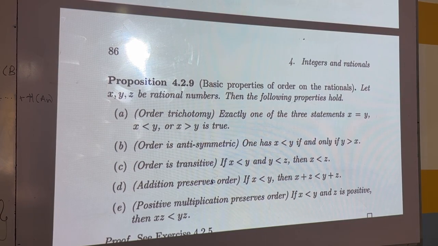Basic properties of order on the rationals. Is there anything that I should make clear? I am just reading and going. They are not difficult, but you have to work.